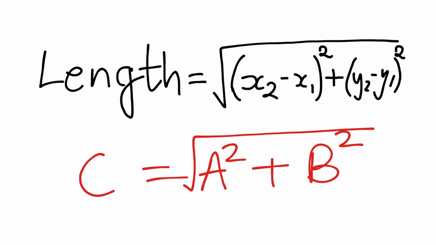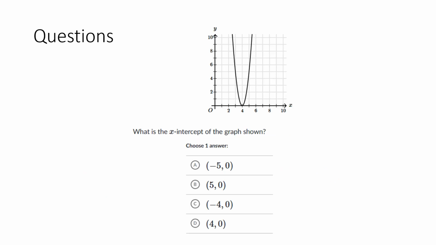And if you want to find the midpoint, it's nothing but x1 plus x2 divided by 2, comma, y2 plus y1 divided by 2. That gives you the coordinates of the midpoint.